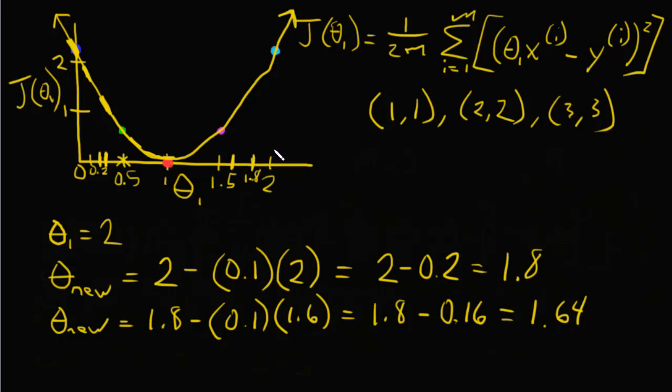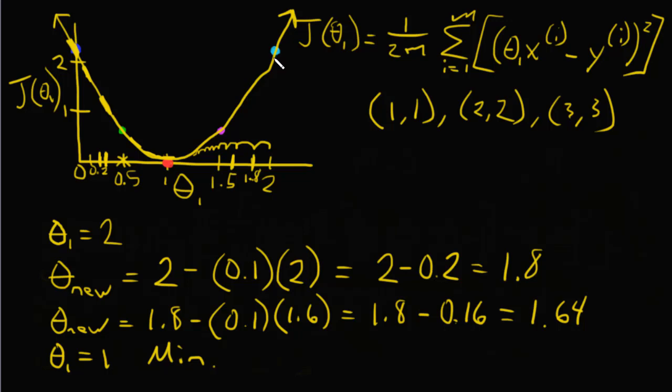So I started out at a guess of 2, I moved to 1.8, and then I went to 1.64, and you can imagine I'm going to continue until I reach the minimum from this side. And again, when my theta 1 old matches my theta 1 new, I'm going to wind up with a 0 for the slope, which is where the minimum is. So when theta 1 is equal to 1, again, I will have my minimum.